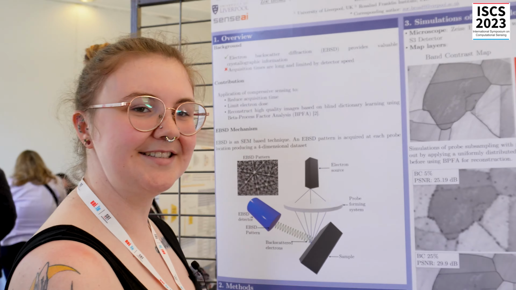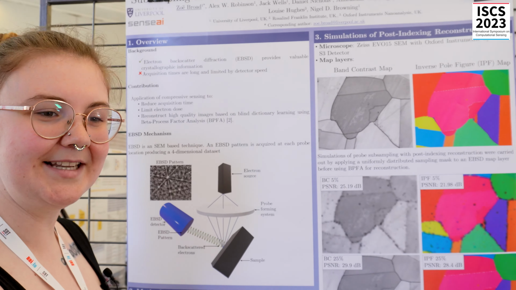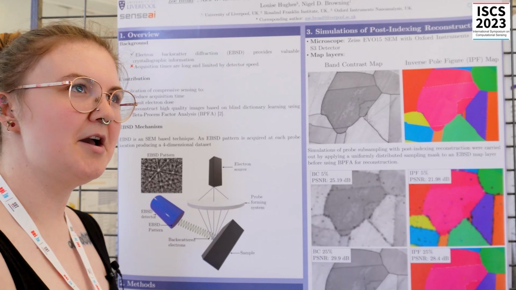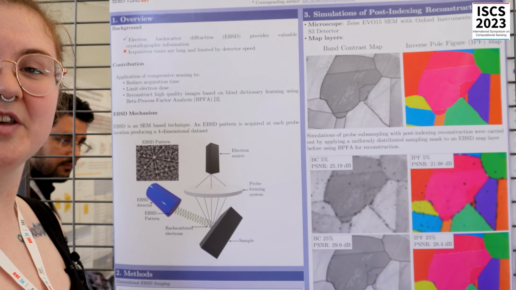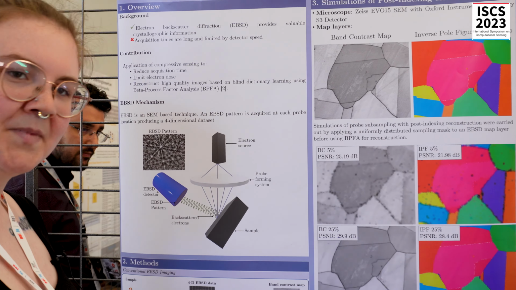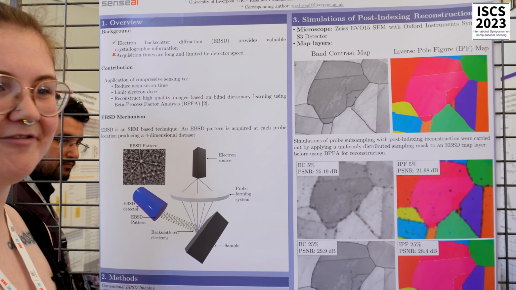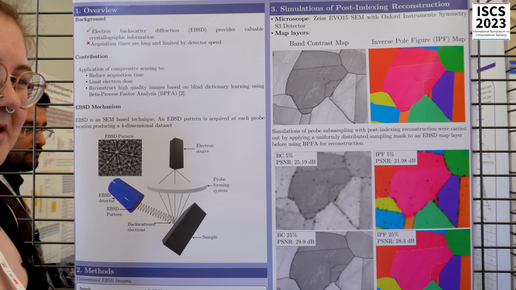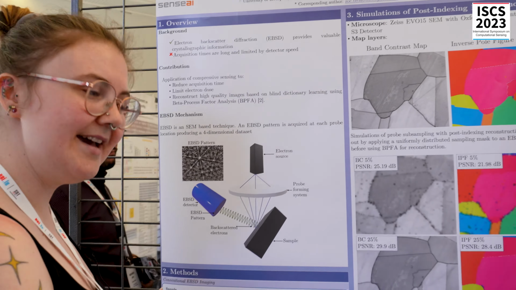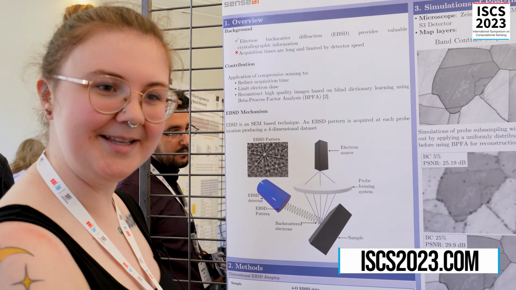The fastest detector can go about 6,700 patterns per second, but really commercial detectors tend to be more at 200 patterns per second. Because of this, we can look at different methods of subsampling in order to speed up our acquisition. So here I've got an example of probe subsampling.